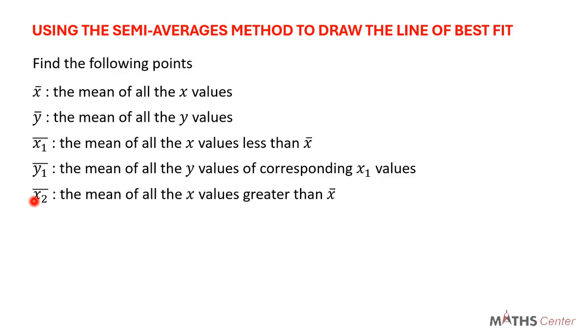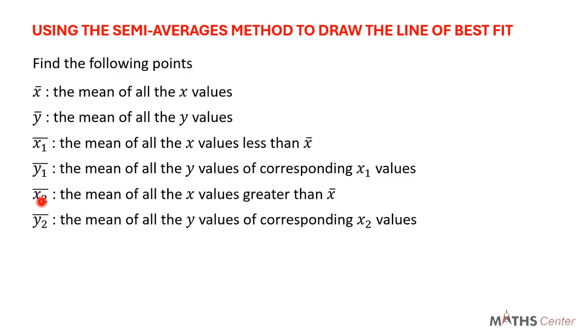The next one is x2 mean. x2 mean is the mean of all the x values greater than x mean. So in the table, you list all the x values greater than x mean. That will give you your x2 values. You find the mean of those x2 values. Those x2 values, their corresponding y values will give you your y2 values. You find the mean of those y2 values.